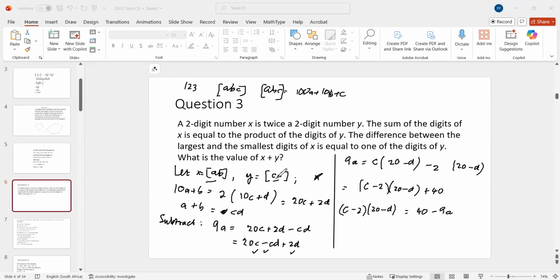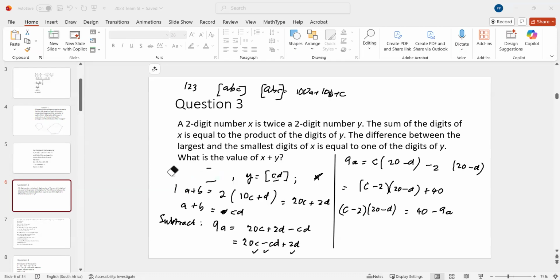Which means that C cannot be too large. C can't be 5, for instance, because then twice a number which starts with 5, a two-digit number, would be a three-digit number. So C can't be as much as 5. C can be 4, and C can't be 0, because this is a two-digit number. So it's not a one-digit number. So C starts at 1, and its values are from 1 to 4. So that is a very important observation that we can make to proceed from this.